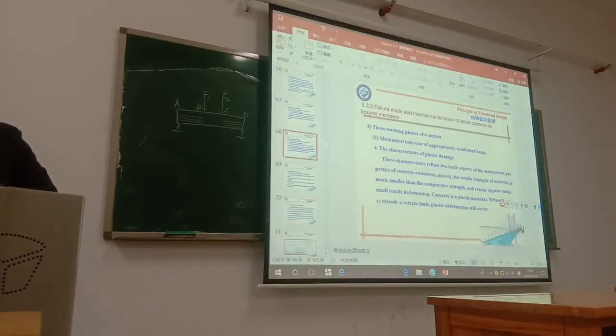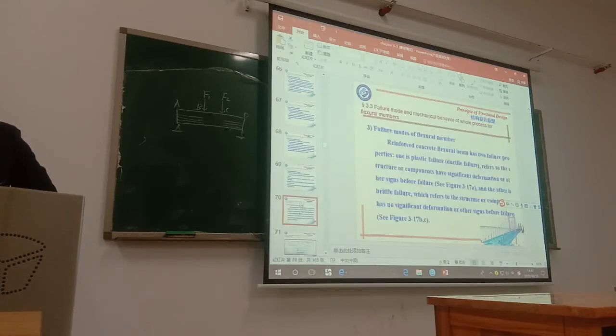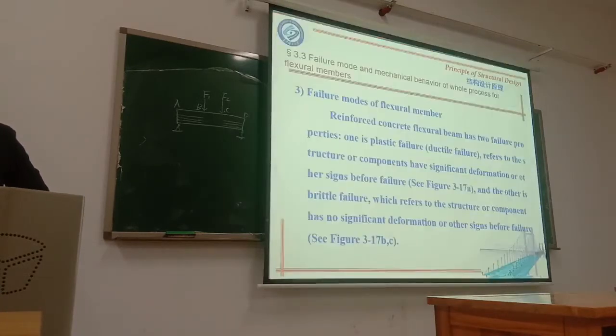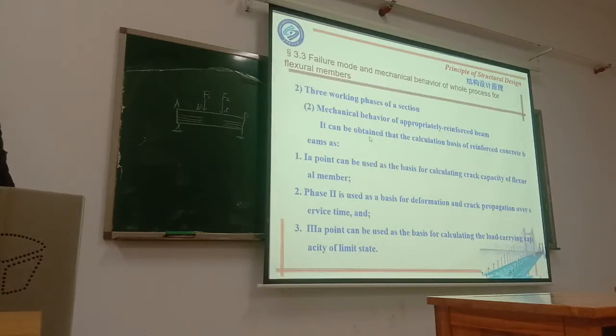Should be here. The failure mode. So this is the reworking phase of the section. The first point, RA point, can be used as a base for calculating crack capacity of the flex member. So what's the meaning of this?